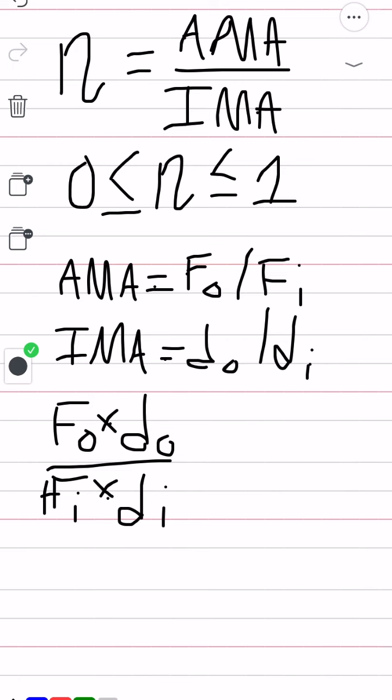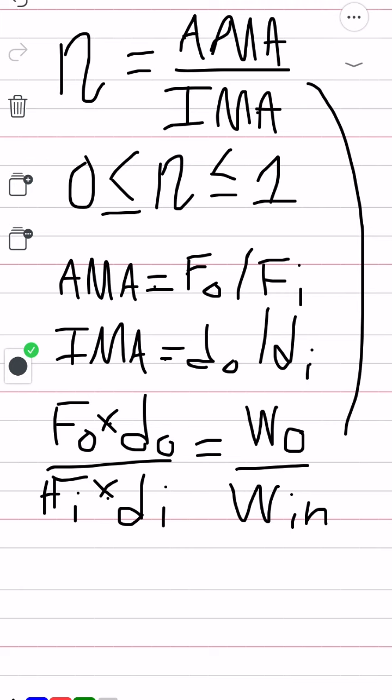If you ever took Regents Physics or maybe AP Physics, you've definitely seen force times distance. Force times distance is the energy. So this is the same thing as work or energy out over work or energy in. This is why we could also write AMA over IMA as the work out over work in. This doesn't mean that the AMA is the work or the IMA is the work. It just means it's the same thing.